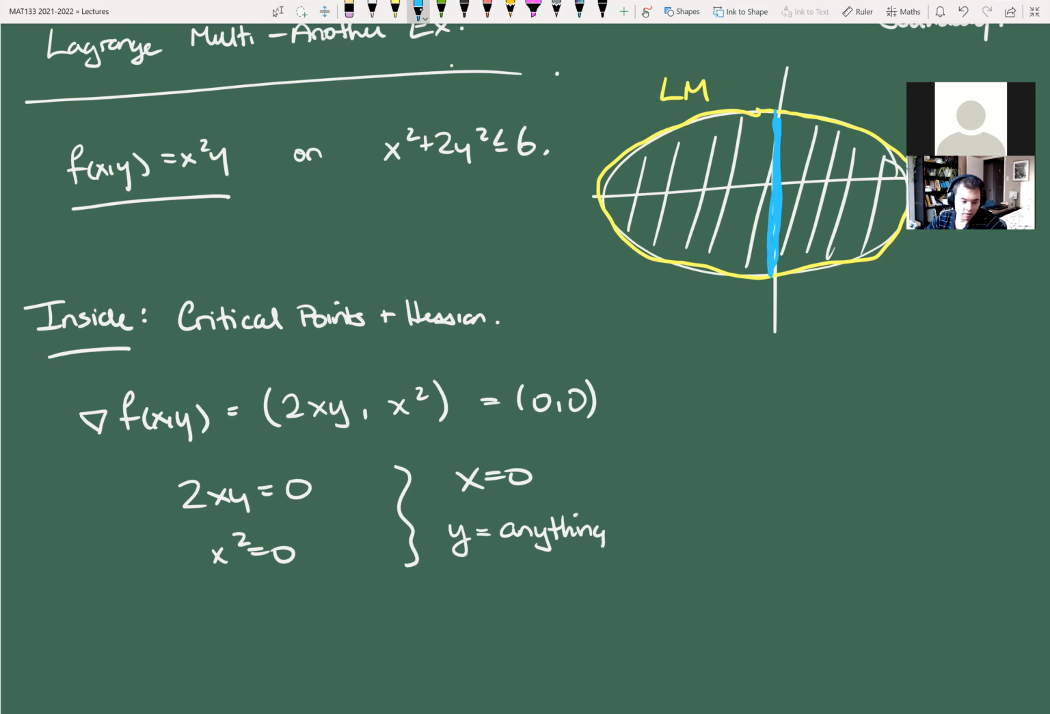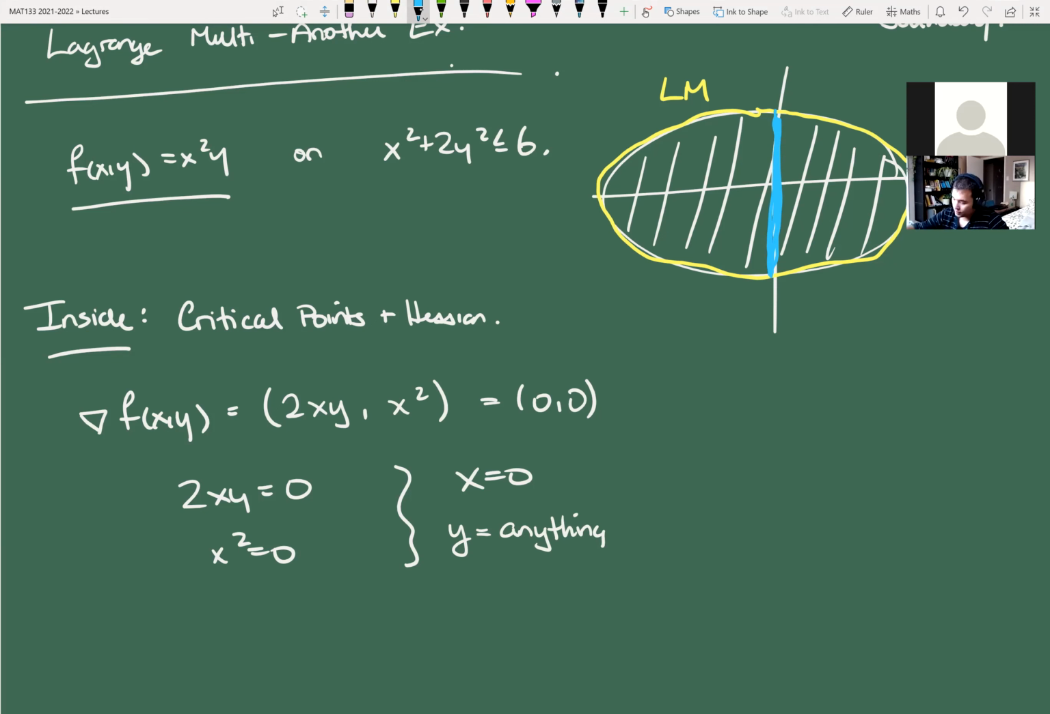So that tells me that this entire line here is critical points. And this is something that doesn't really happen in one dimension, right? Where you get an entire critical submanifold. That's what this is called, a critical submanifold. But it can happen here. And so in this case, we do in fact get that the entire y-axis is a critical point, right?